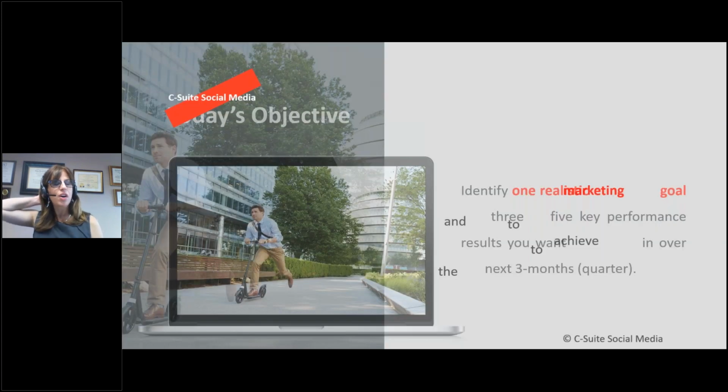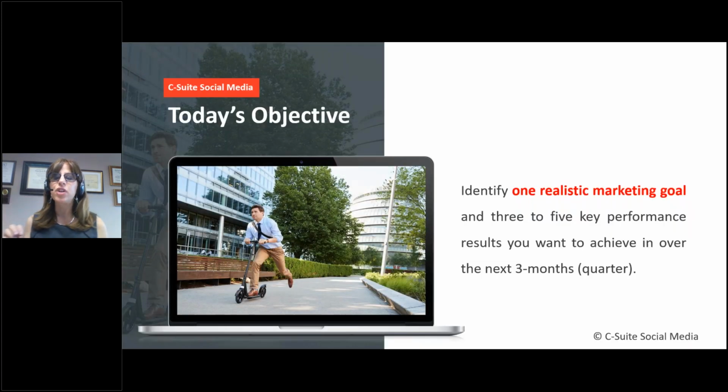Okay, here we go. So today's objective is that I want you all to come away from this presentation with an action plan. That action plan is that I want you to identify one realistic marketing goal and three to five key performance results that you want to achieve in the next quarter, the next 3 months. Notice that I didn't say the next year. And I'm actually going to inspire you, and I'm going to show you how to do that using modern marketing portfolio theory.